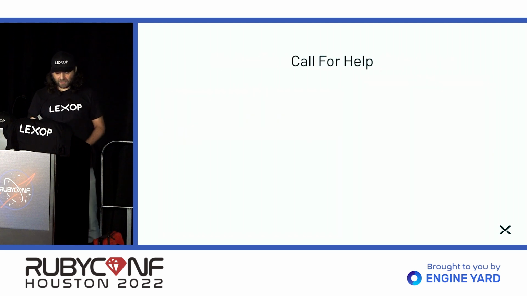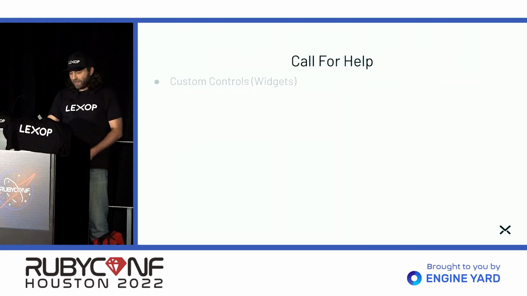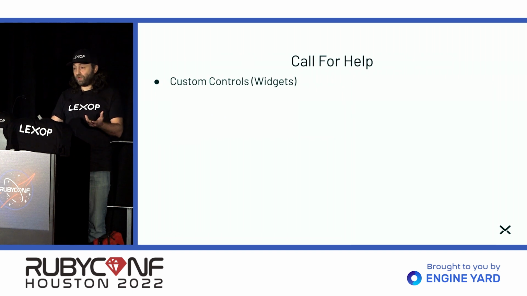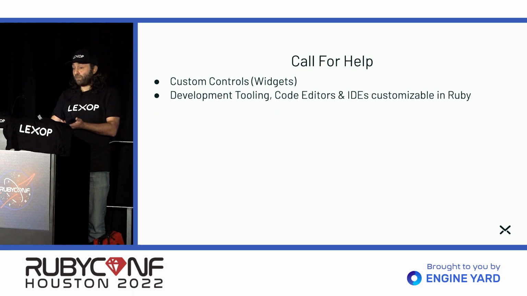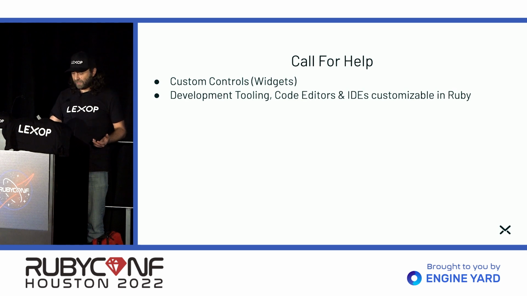So I want to conclude the talk with a call for help. Here is how you could contribute to Glimmer. You can contribute custom controls or custom widgets. You can build development tools and code editors and IDEs, which are customizable in Ruby, which is very unique. Like if I use VS Code right now, as far as I know, by default it's not customizable with Ruby. This will enable you to build apps that are easily scriptable with Ruby.